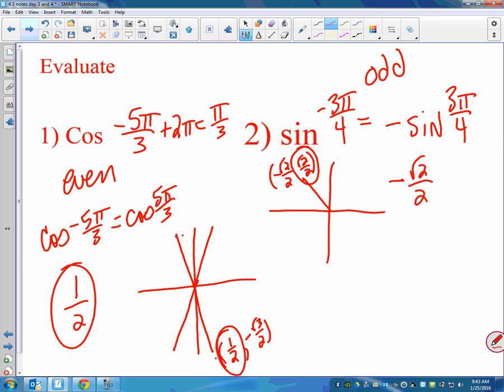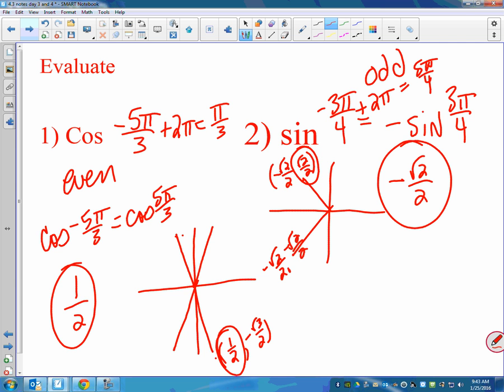But again, as long as you're getting the right answer, I don't care if you're actually using even and odd or if you're just saying, well, if I add 2π to this, isn't that 5π/4? 2π is 8π over 4, so 8 minus 3 is 5π/4. And if I graph 5π/4, guess what the sign is? It's negative radical 2 over 2. Right? So, again, it's just another way to help you, but I don't want you to feel like you're tied to this even and odd stuff as long as you can get this answer out of it.